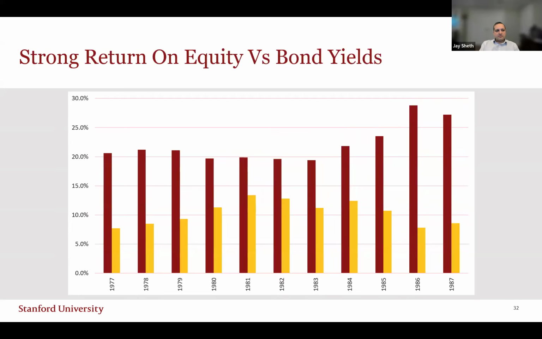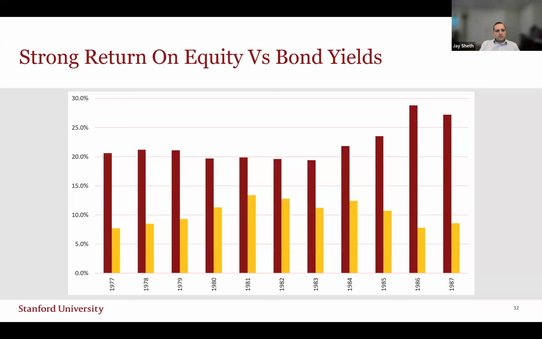Now, over this whole time frame, you can see the red bars, which is the return on equity. Basically, the return on equity for Coca-Cola, a couple of years dips below 20%, but not that far below. And most of the time is above 20%. And by 86, 87 is above 25%. So the returns on equity were pretty strong.